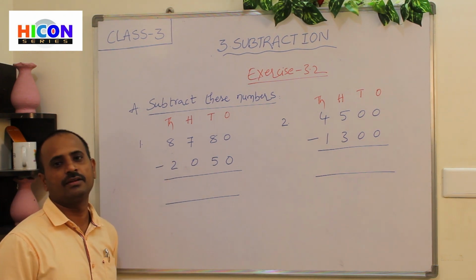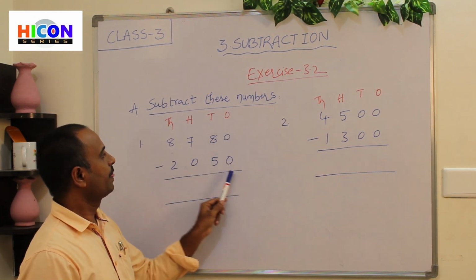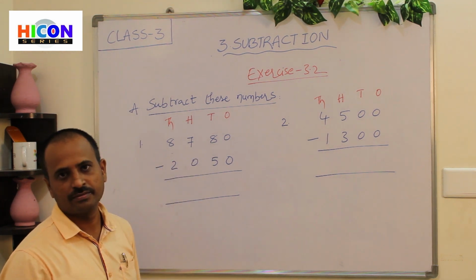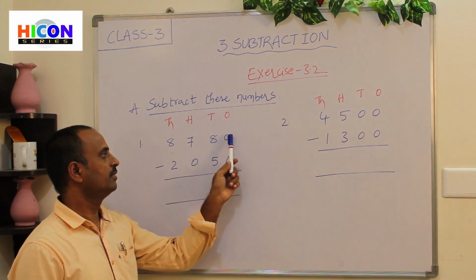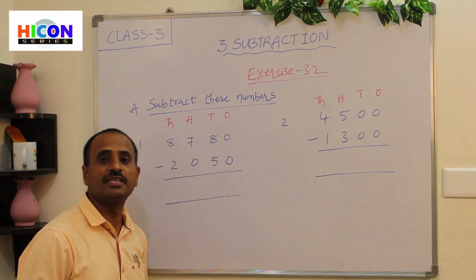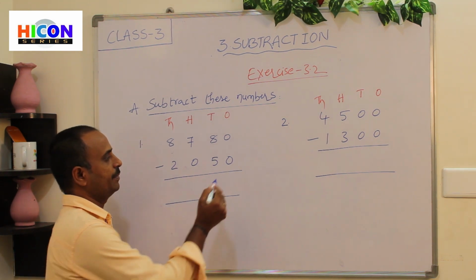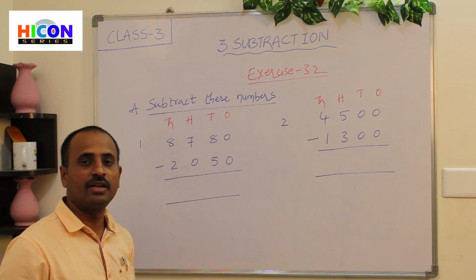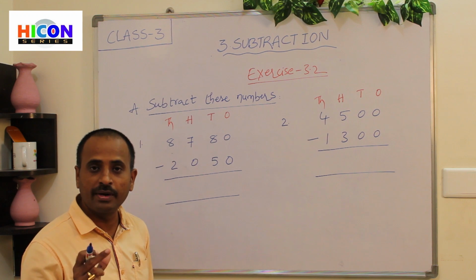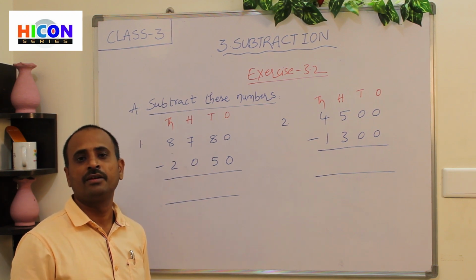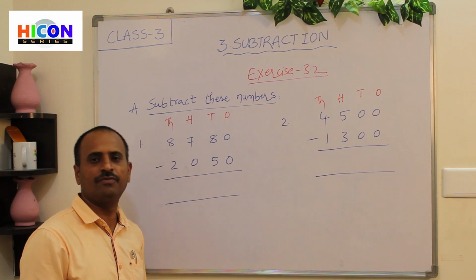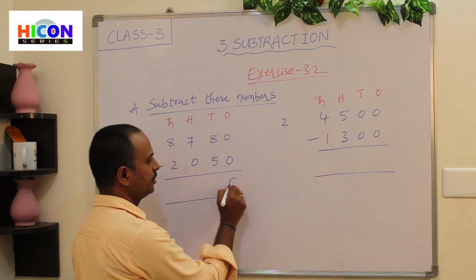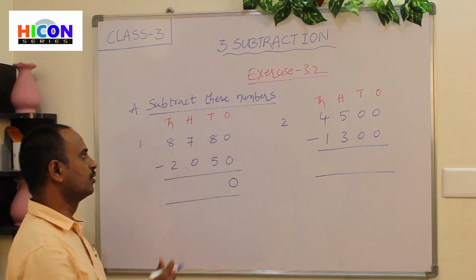So do subtraction here. This is ones place, this is tens place, this is hundreds place, this is thousands place. Now start subtraction from ones place. What are the digits under ones place? 0 and 0. Subtract 0 from 0. If we subtract any number from itself, the answer is 0, according to the properties we have discussed earlier. That means the difference between same numbers is 0. So write 0 here.